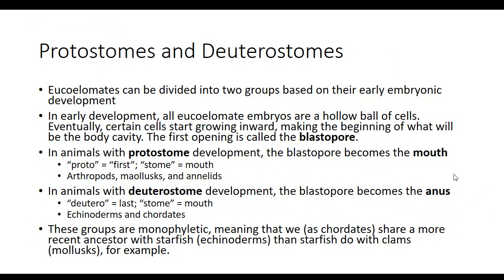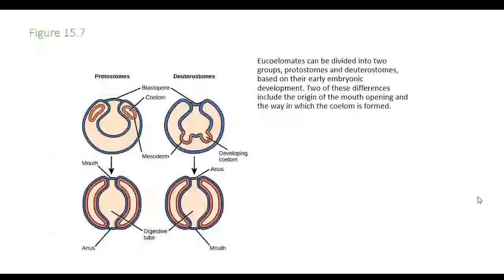When this hollow ball of cells that is the very early embryo is developing into an animal, it forms this pouch. So just think of it like an inflated balloon, and if you poke your finger into that balloon, that's what happens here. It's this infolding.